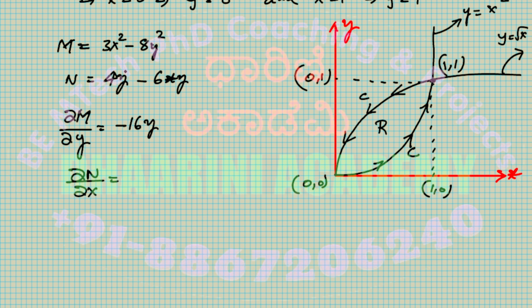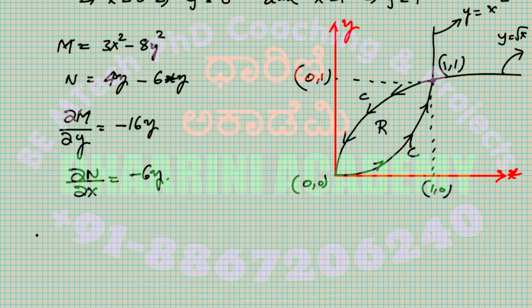Only, for y, it's a constant, right? Only x, which is, this is 4y. N is equal to 4y minus 6xy. Okay, so this becomes minus 6y, I guess, isn't it? Okay, we got everything needed.